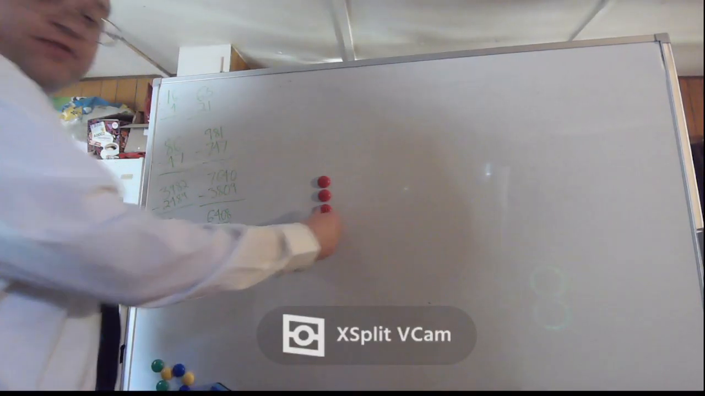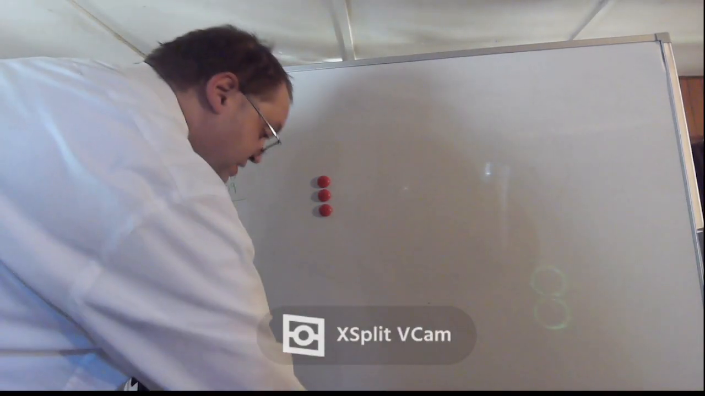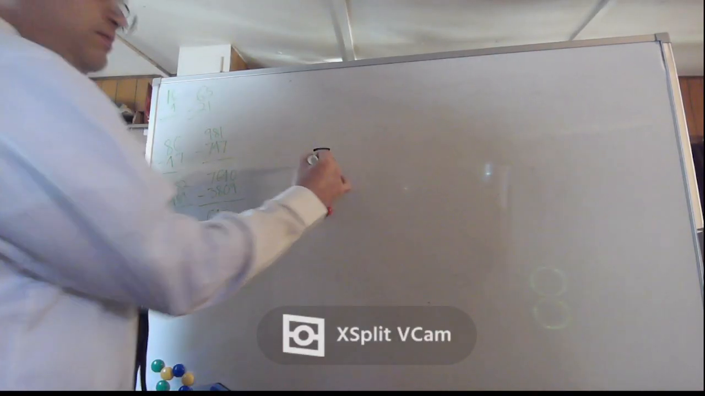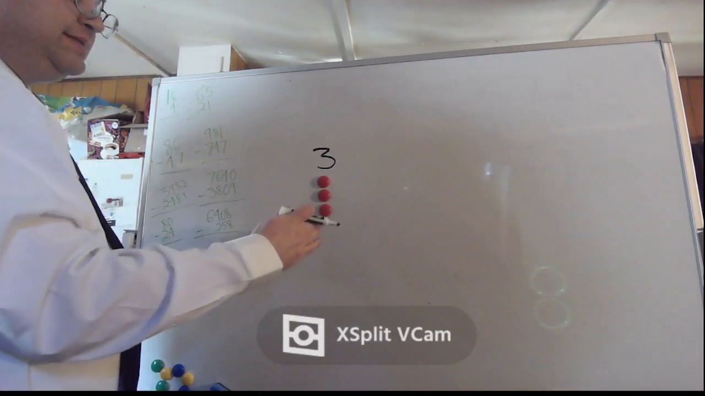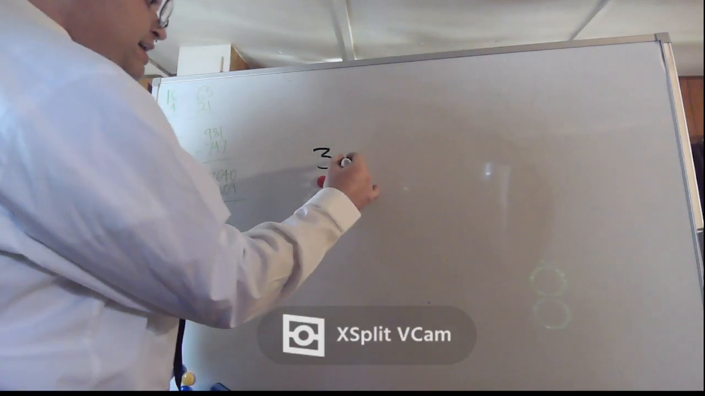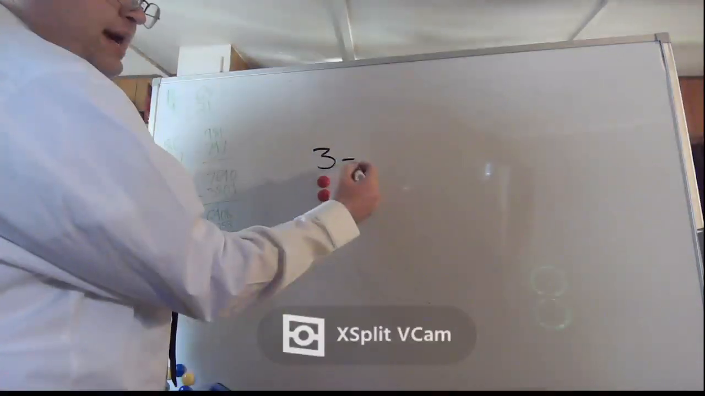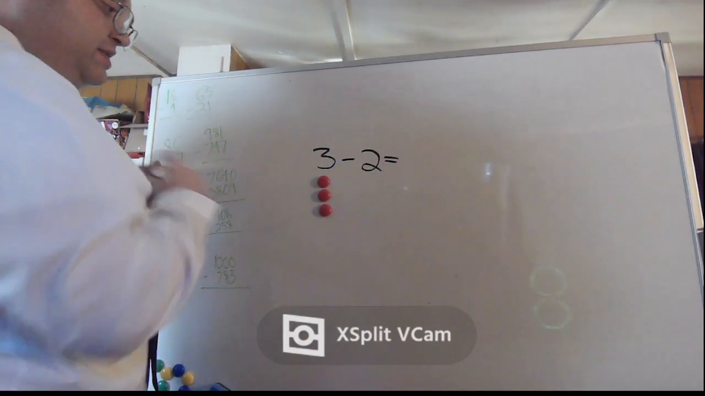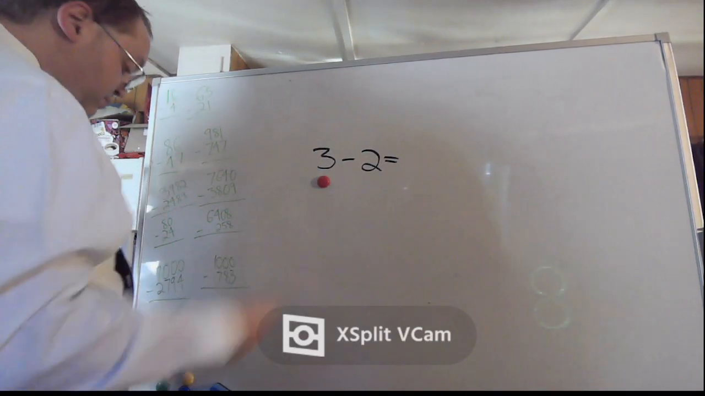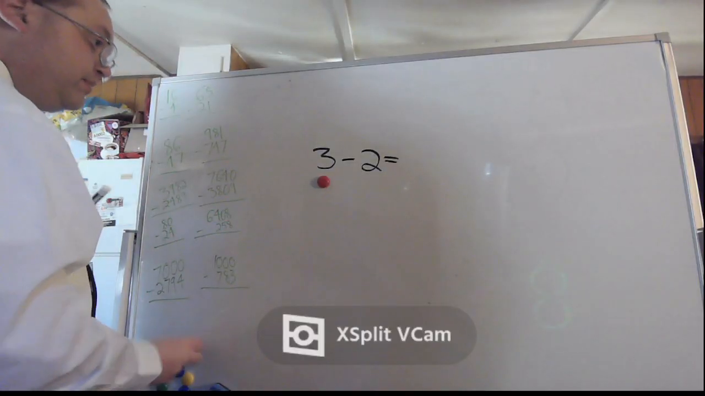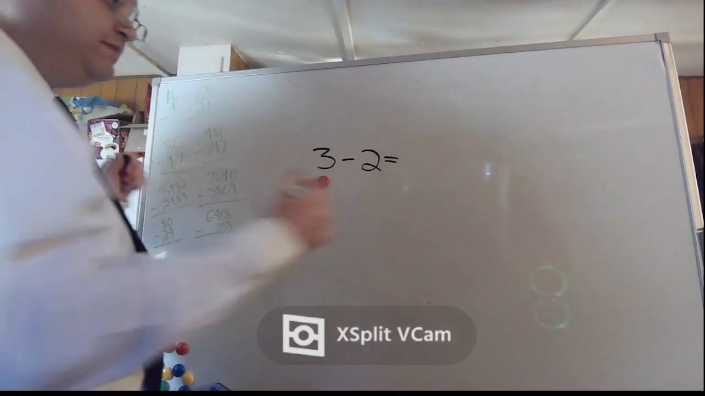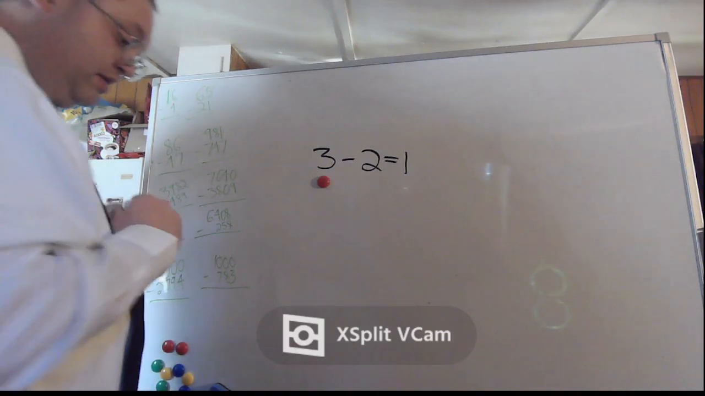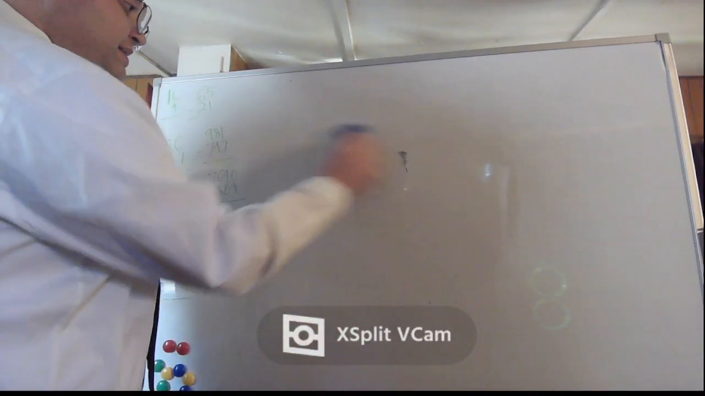Let's say I have 3 magnets there, which I will denote right above it by the number 3. We have 3 magnets. I'm deciding I'm going to take away, minus, 2 of them. How many am I going to have left? Well, I'm going to take 2 magnets away. How many am I going to have left? I'll have only 1 left. That's one example with magnets.